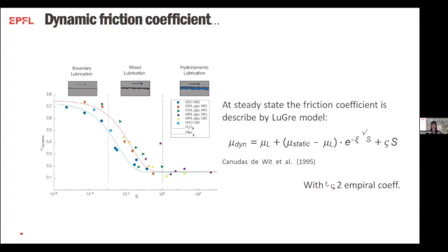And what we see is that our data really follow the elastohydrodynamic theory, with a friction coefficient around 0.7 at a very low Sommerfeld number, when we are under boundary condition, and a very low dynamic friction coefficient when we are under hydrodynamic condition, fully lubricated condition, with Sommerfeld number higher than 1. In between, we have a huge decrease of this dynamic friction coefficient, between the Byerlee friction coefficient and the friction coefficient of the lubricant. And we can model our data with a LuGre model that links the dynamic friction coefficient to the friction coefficient of the lubricant and the static one.